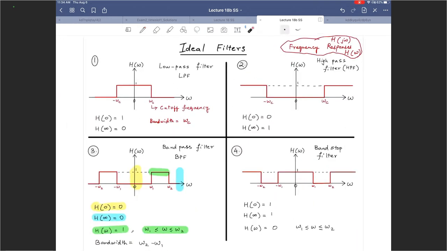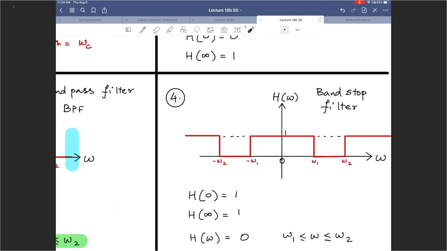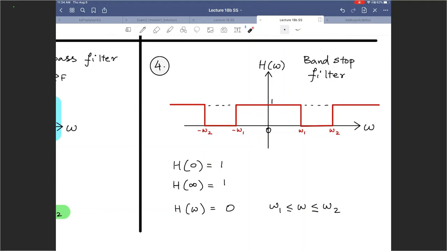Let's do this. 4. Band stop filter, opposite of band pass filter. What do we have here? We have an ideal filter that stops frequencies between omega 1 and omega 2. So let me highlight them. At 0 it is 1, at infinity it is 1, but between omega 1 and omega 2 it is 0. So it is stopping the band of frequencies between omega 1 and omega 2.